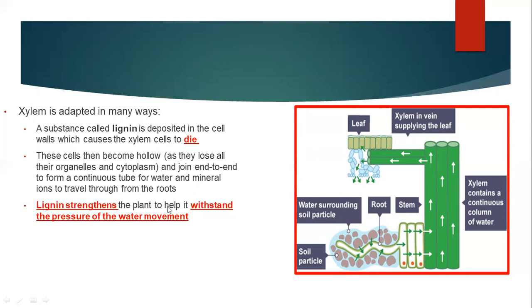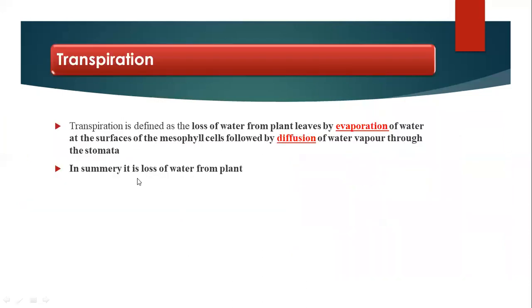Lignin strengthens the plant to help it withstand the pressure of water movement. Lignin gives strength to the plant and helps the plant to stand up and resist the air currents in the environment around the plant. In addition, it helps the xylem vessels to afford the pressure of the water movement, because water movement in xylem has pressure.